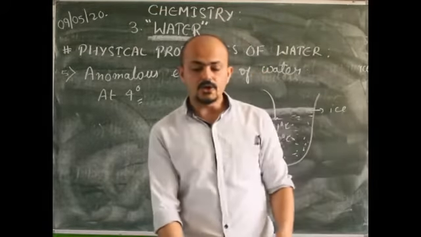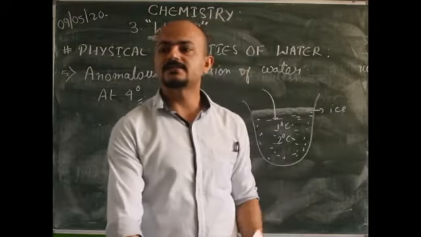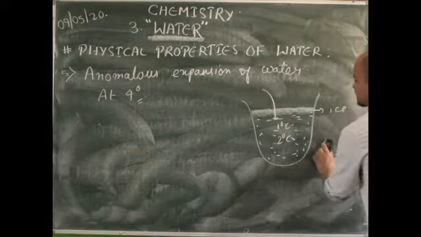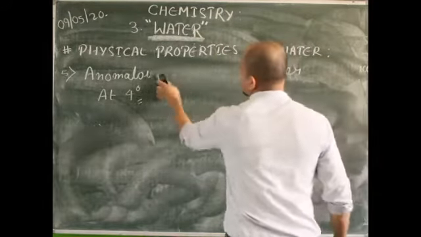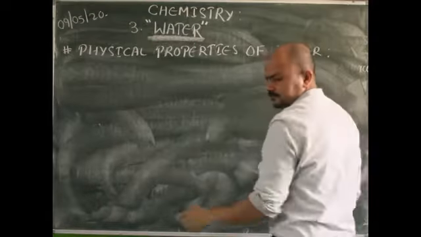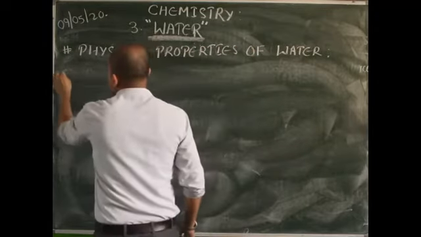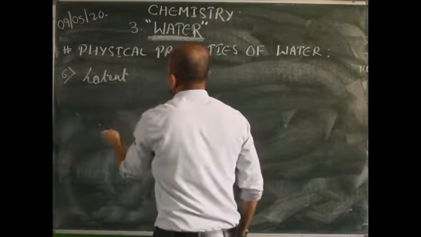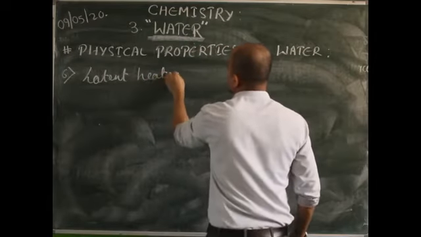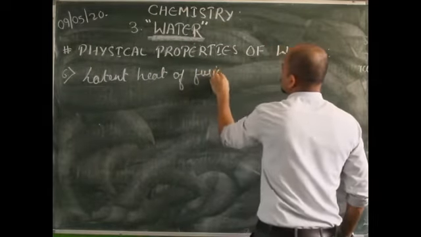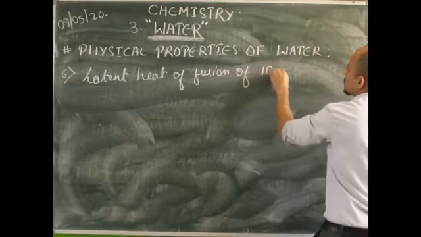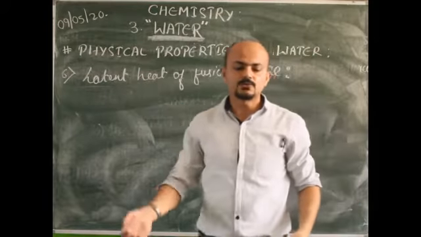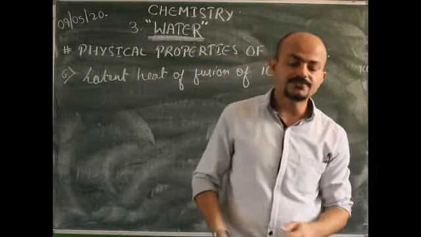Now the next property that we have is latent heat of fusion of ice. This is the sixth property, latent heat of fusion of ice. Now, what is this latent heat? It has to be related with what? Energy. So, what is latent heat of fusion of ice?